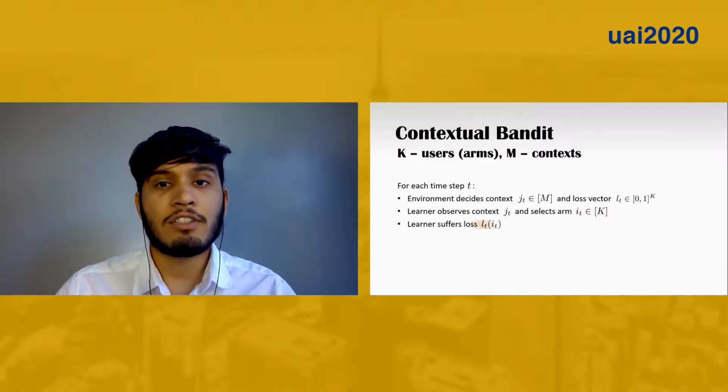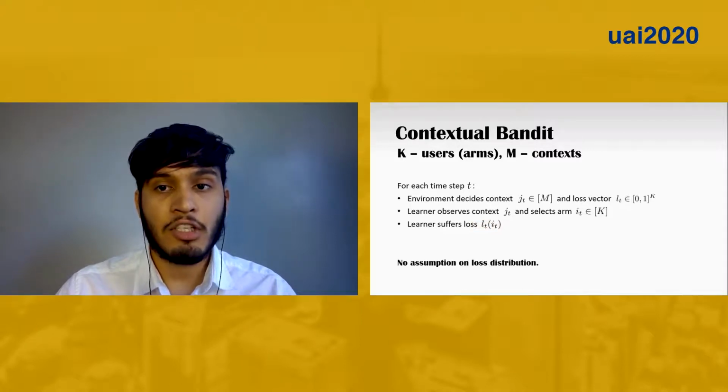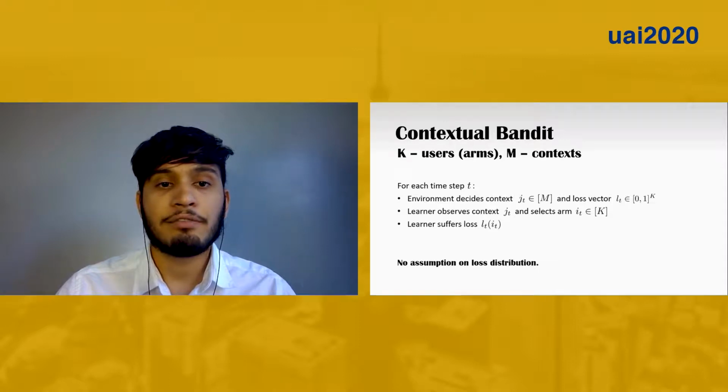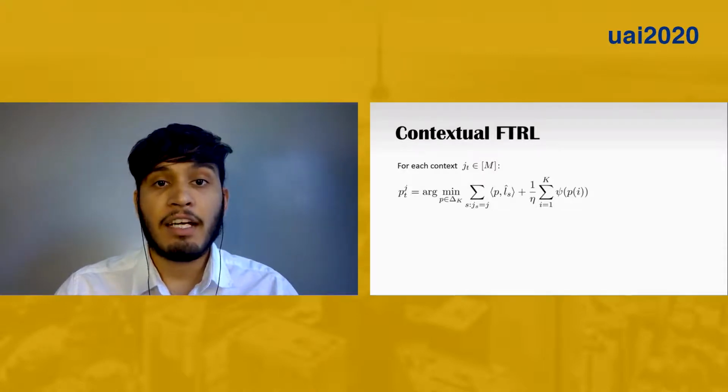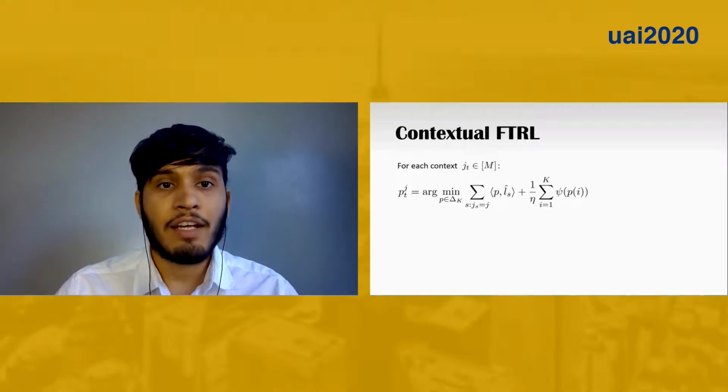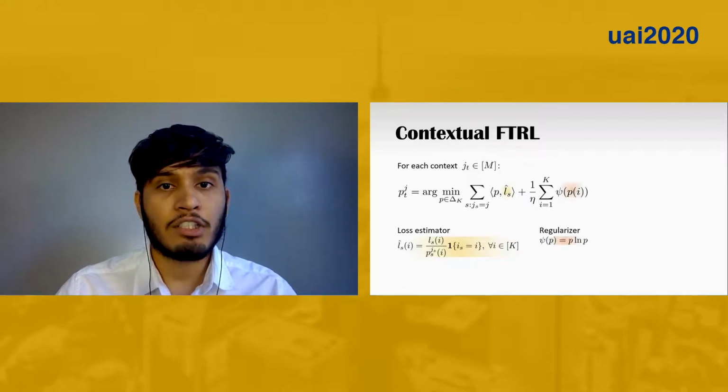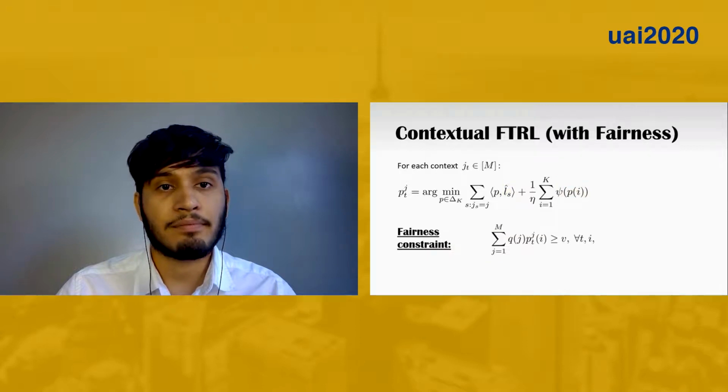Then, the learner suffers the loss corresponding to the selected arm for that context. Note that the learner is unaware of the loss distribution and we make no assumptions on it. Traditionally, this problem can be solved by using a follow the regularized leader, or FTRL, approach individually for each context. At each time step, we select the arm which minimizes the past losses, where L hat is the loss estimator, along with a regularization function, where psi is an entropy function to encourage exploration.